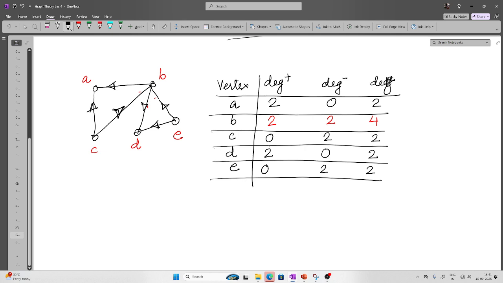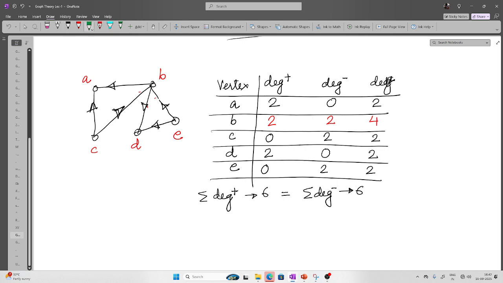So if you add the in degree for each vertex, then you will be getting 2 plus 2 plus 2, 6. And likewise, if you add the out degree also, you will be again getting 6. So remember, in a directed graph, the sum of in degree should be equal to the sum of out degree.